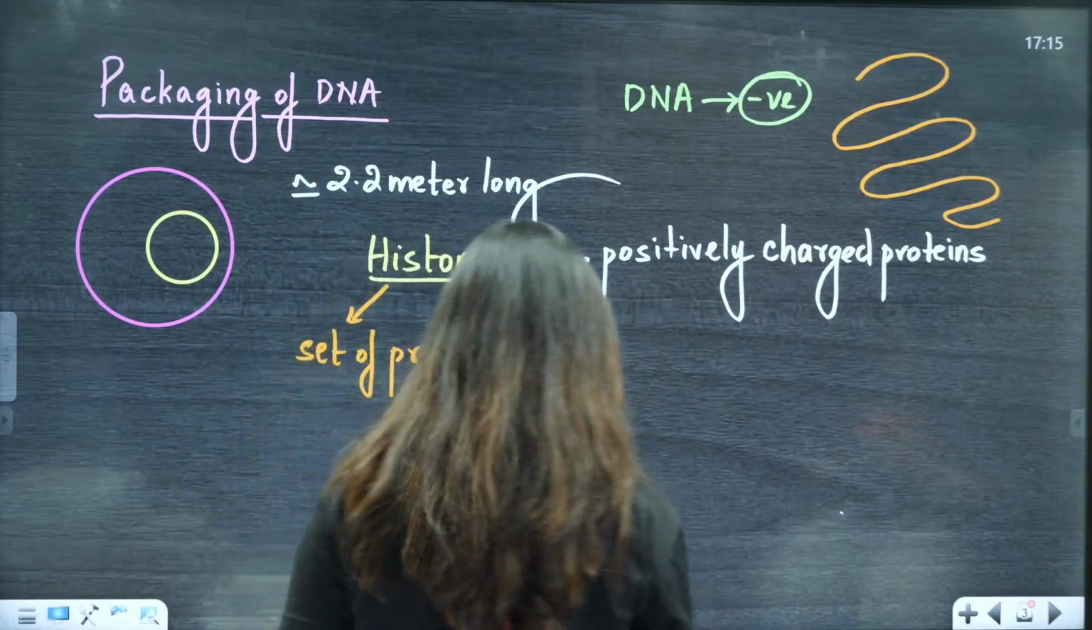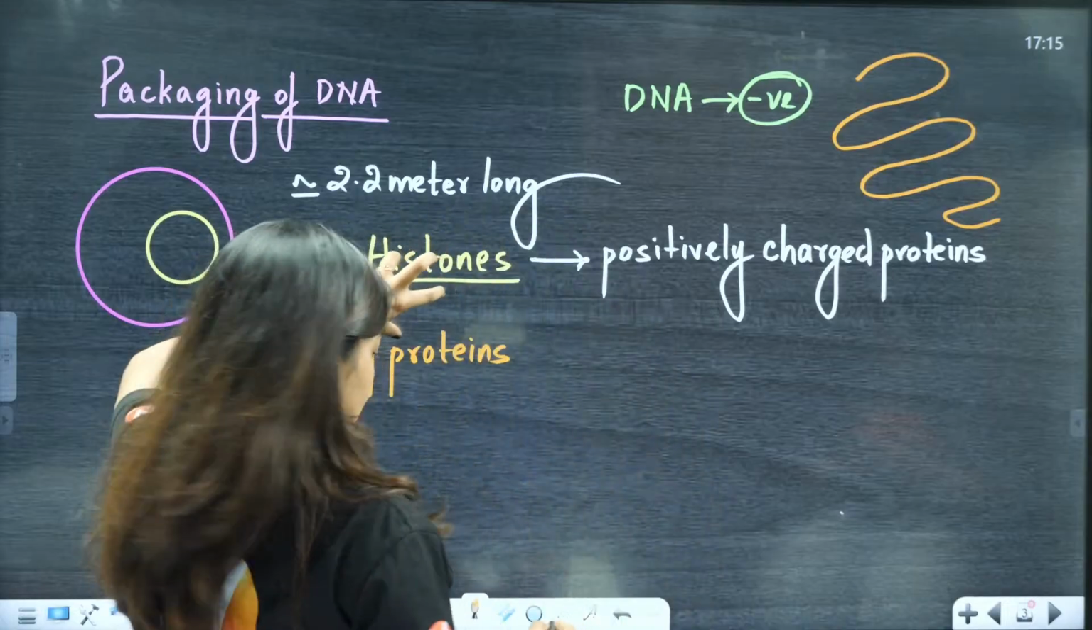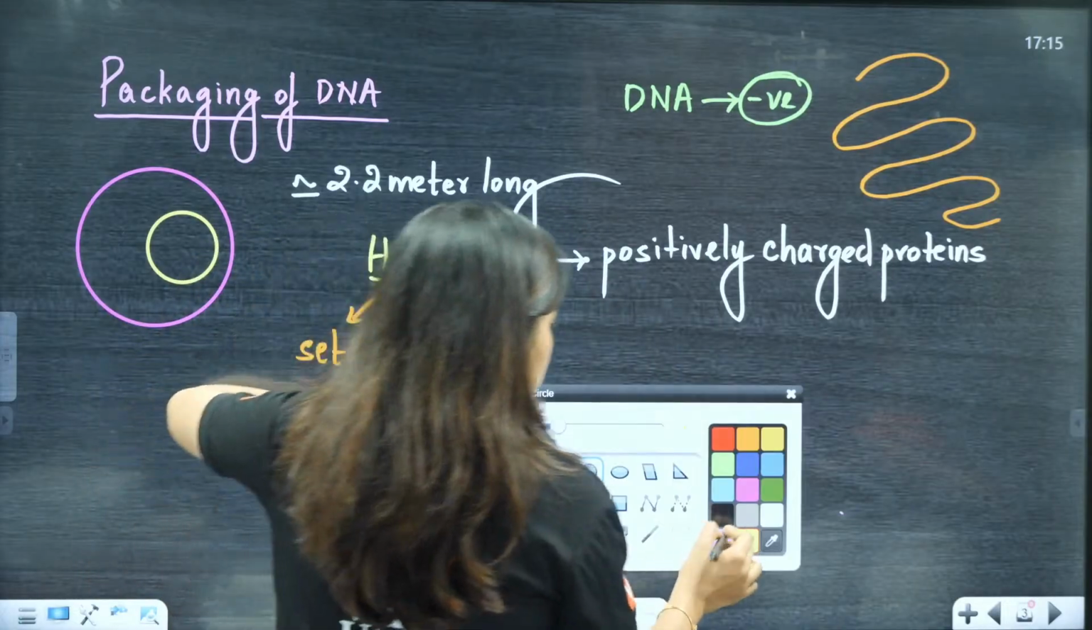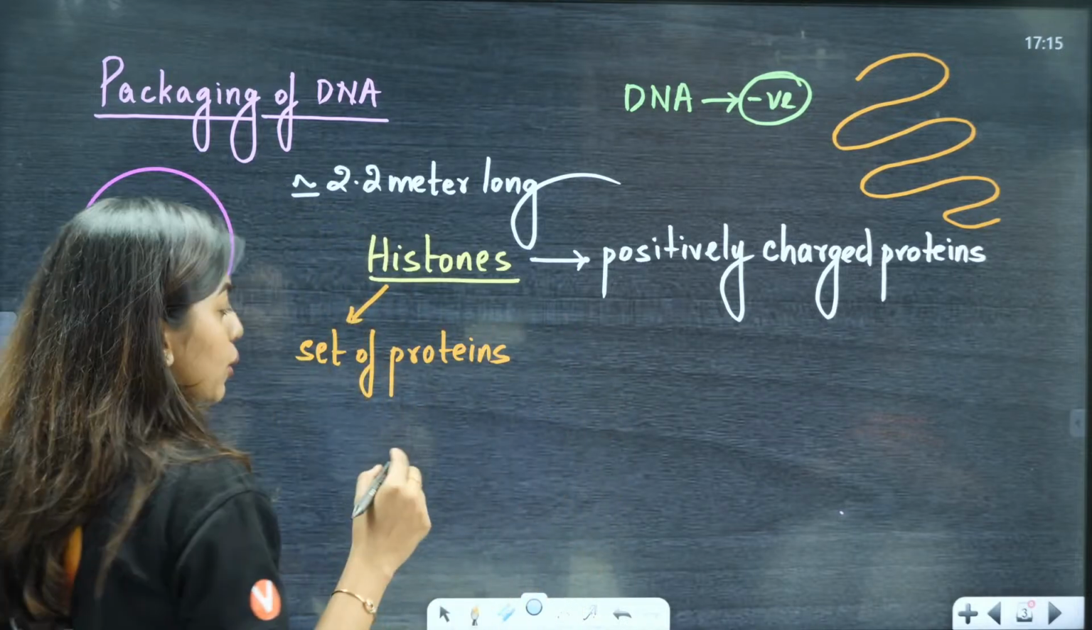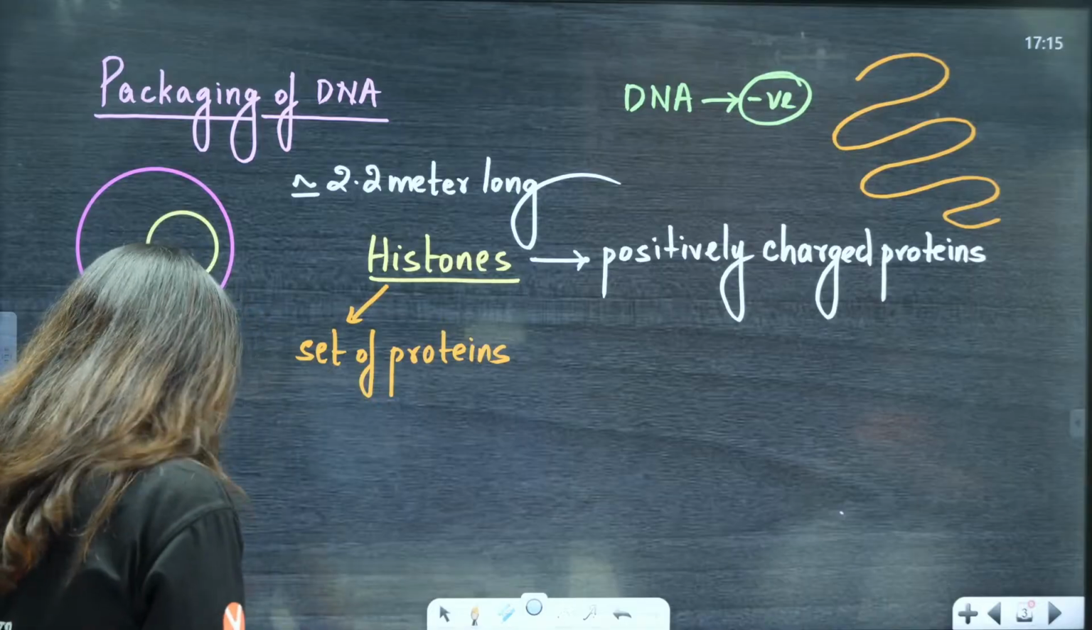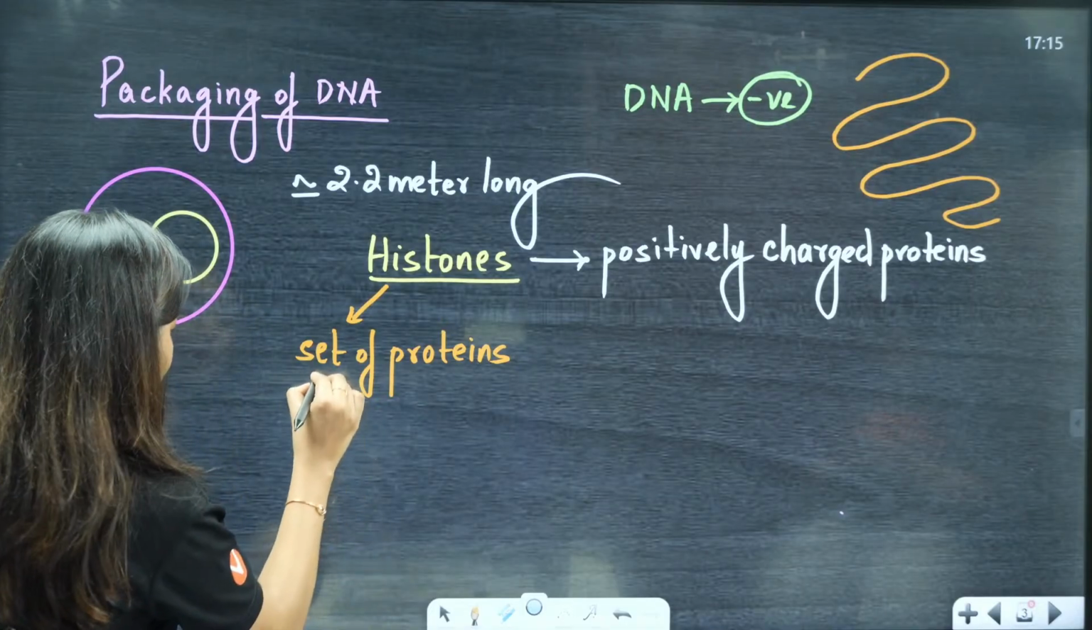So what am I going to use? I am going to use a set of proteins which are called histones. And how many histones are going to be there? Listen here, NEET point of view question.